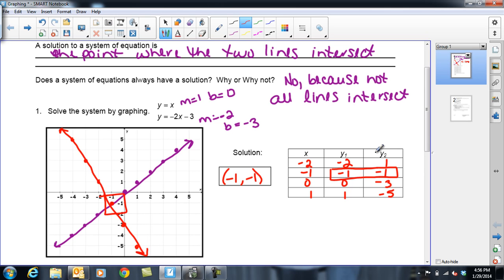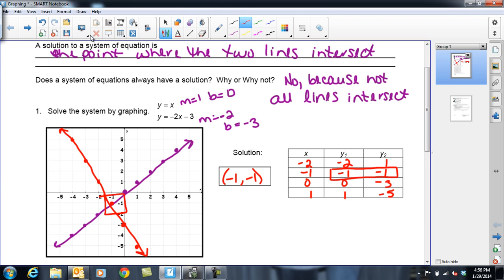It is solely coincidence in this problem that the x value and then both y values are exactly the same: -1, -1, -1. What you want to look for to find your solution in the table is for the y values to match. It's okay if the x value is something different. You want your two y values to be the same thing. That's what tells you that the graph is in the same place at the same time. That's what tells you that's where they're equal. So if you're looking for the solution, that's what you want to look for, the y values being equal.